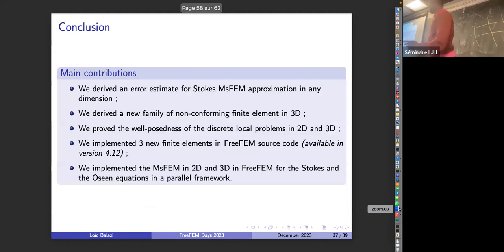To conclude, we have an error estimate for the multi-scale approximation, and we have developed a new family of non-conforming finite elements in 3D. We have implemented three new finite elements in Python, available from version 4.5, I think. We have also implemented this method to solve the Stokes and Oseen equations, but I have not considered those in this presentation.